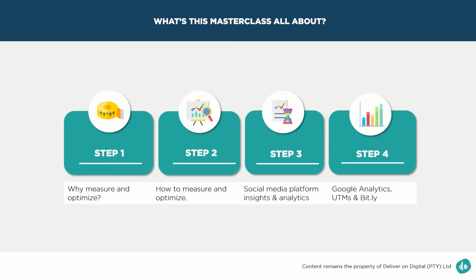What is this masterclass all about? Well, we're going to be taking you through a 4-step process when it comes to measurement and optimization. The first step is why we would measure and optimize. The second is how exactly we measure and optimize. The third step is delving into each of the social media platforms' insights and analytics capabilities. And finally, step 4 is taking a deeper dive into Google Analytics, what we call UTM tracking, as well as Bitly links.